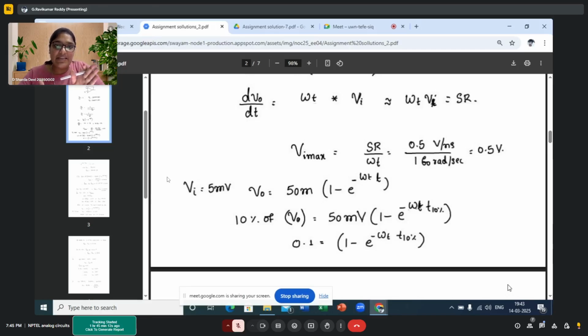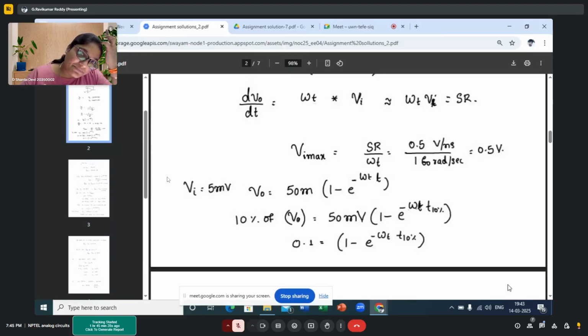So it is rising slowly. First, it will reach 10% of the input, that is 5 millivolts. Then 20% of the input, 30% of the input, and likewise, it will reach 100% of the input. That's when it is in the steady state.